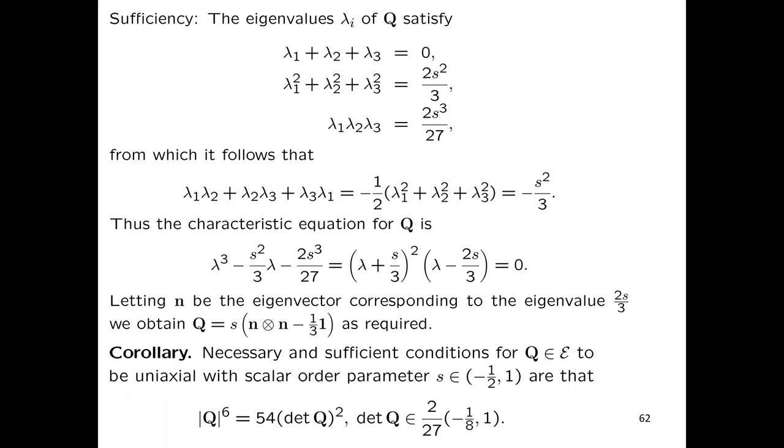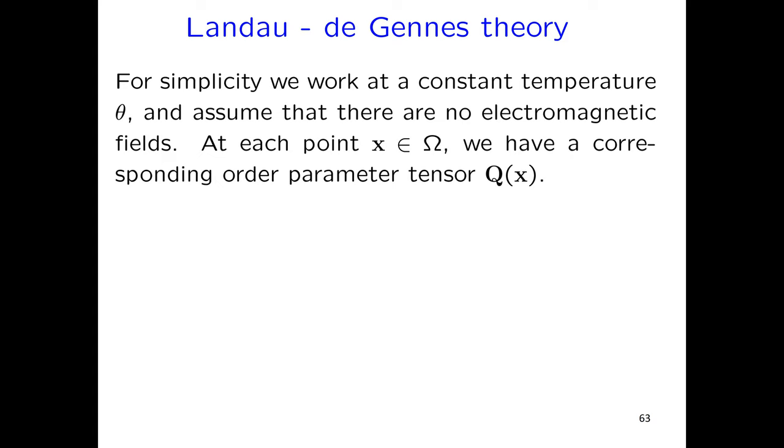So now the Landau-de Gennes theory is that you use this matrix Q as its basic variable. But again, we're going to work at a constant temperature and assume there are no electromagnetic fields. So each point X in omega, you've got a corresponding Q of X.